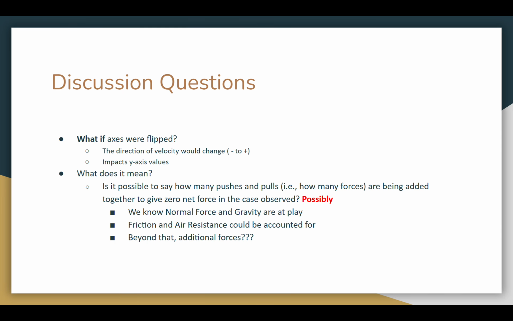Now, one key question is, what if the axes were flipped? In this case, the direction of velocity would simply change from its negative direction to positive direction, which only impacts the y direction values as the position changes, but the magnitude stays the same.